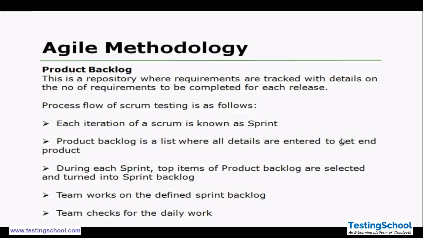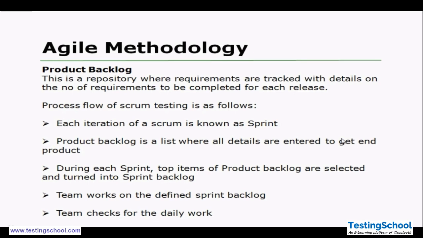In the process followed in Scrum testing, each iteration of a Scrum is known as a sprint. The product backlog is a list where all the details are entered. During each sprint, the top items of the product backlog are selected and turned into the sprint backlog. It completely depends on the priority. We pick up a user story from the product backlog and put that into the sprint backlog. Then the team works on what is defined for the sprint.